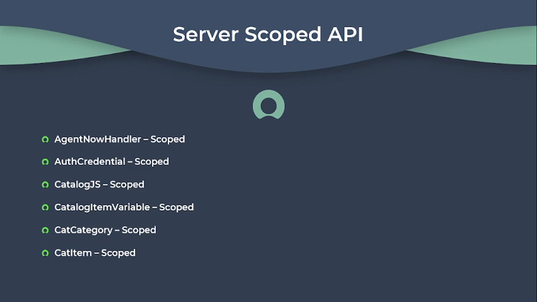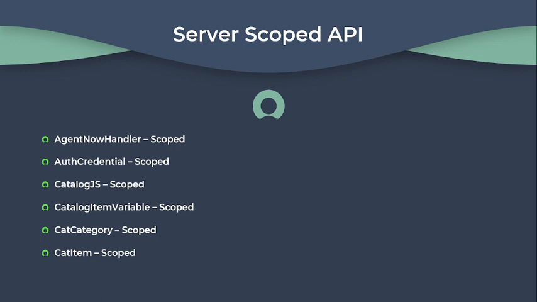Then we use server APIs in scripts to change the functionality of applications or when you create a new application. There is a list of server scoped APIs. The first is AgentNowHandler. The AgentNowHandler script include enables running check definitions on demand, checking the status of on-demand execution and test check execution, and stopping background checks that were executed on demand.